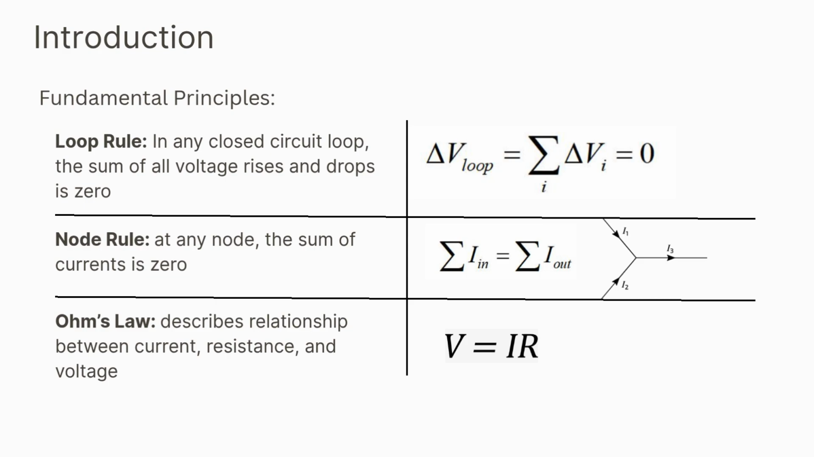So here are some fundamental principles for this lab. The loop rule, which is that in any closed circuit loop, the sum of all voltage rises and drops is 0. The node rule: at any node, the sum of the currents is 0. As you can see in the picture, at the node between I1, I2, and I3, we would know that I1 plus I2 equals I3. Then there's Ohm's law, which famously describes the relationship between current, resistance, and voltage: V equals IR, which can be transformed to I equals V over R, etc.